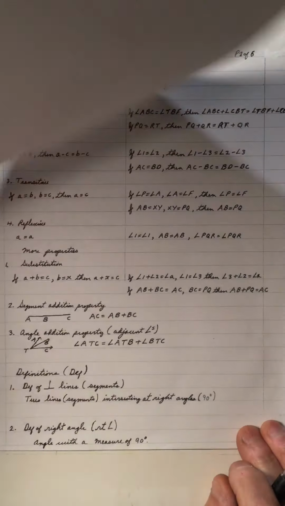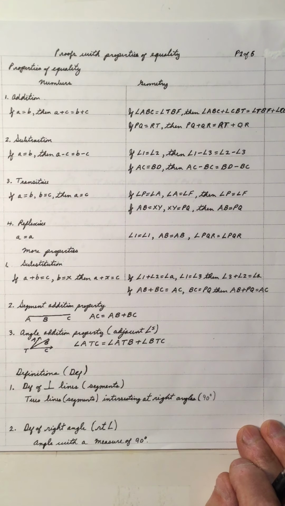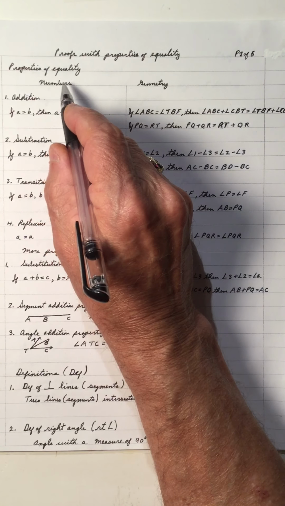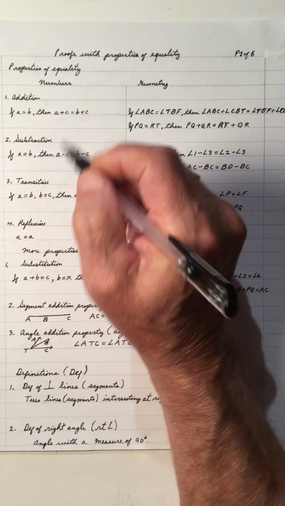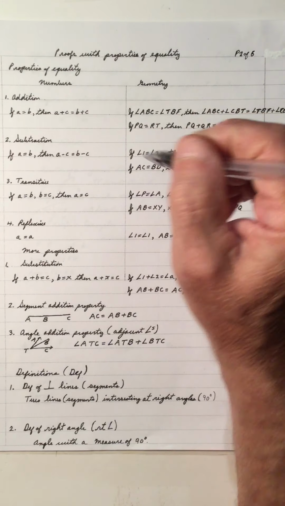Hi, welcome to the first video on congruent triangles. This video is on proofs with properties of equalities. The properties of equalities are, and I have two sections, numbers and geometry, just to illustrate.